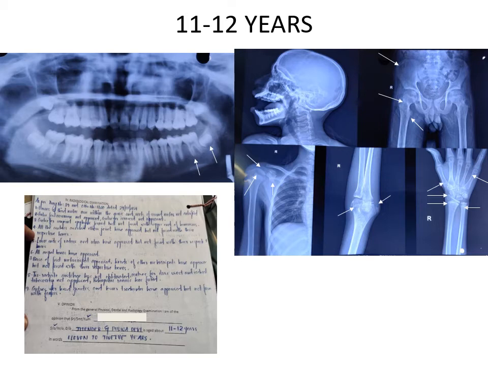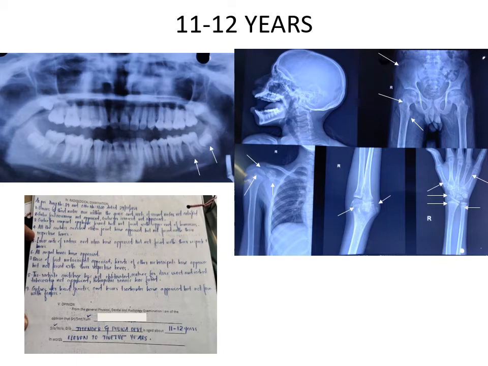Then elbow joint, we find all the centers around the elbow joint have appeared, but head of radius is fused. Medial and lateral epicondyles have appeared but not fused. Here you find lower ends of radius and ulna have appeared but not fused. Carpal bones, all of them have appeared, and heads of other metacarpals and base of the first metacarpal have appeared but not fused.